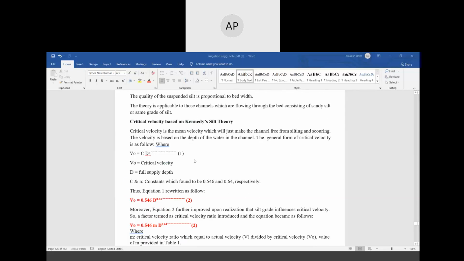Next, critical velocity based on Kennedy's silt theory. So let's see what is critical velocity according to Kennedy. Critical velocity is the mean velocity which will just make the channel free from silting and scouring. The velocity is based on the depth of water in the channel.